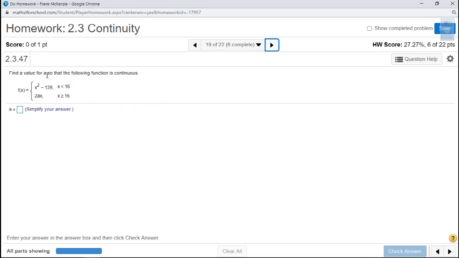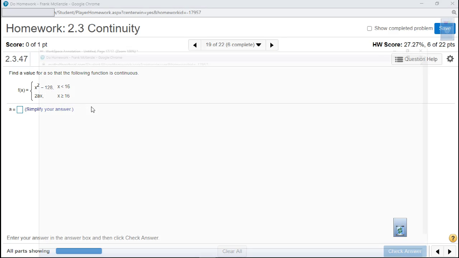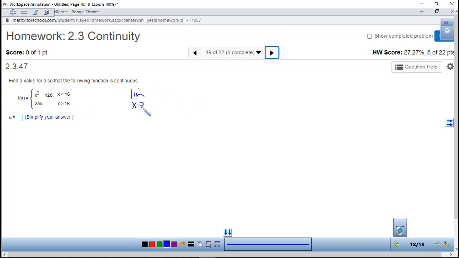All right, find the value of a so that the following function is continuous. Now, guys, understand, this is just approaching the exact same problem in a different way. What do we know? We know that for this thing to be continuous, the limit's got to exist, and the function has to be equal to that limit. So for the limit to exist, that means the limit as x approaches 16 from the left of f of x must equal the limit as x approaches 16 from the right of f of x. So as we're approaching from the left, that's using this function, x values that are less than 16. So we're going to find that limit by simply just plugging in 16. So we get 16 squared minus 128.